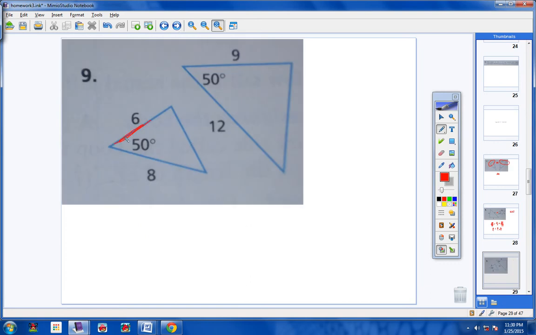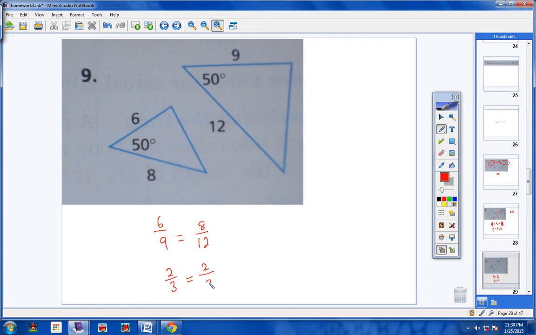We have a side, angle, side, we have a side, angle, side, and the angles are congruent. So, if that included angle is congruent, which it is, the only thing left is to have proportional sides. So my smallest out of these two is 6, and my smallest over here is 9. So 6 over 9 equals 8 over 12. Let's reduce this and you get 2/3. Let's reduce this and we get 2/3.